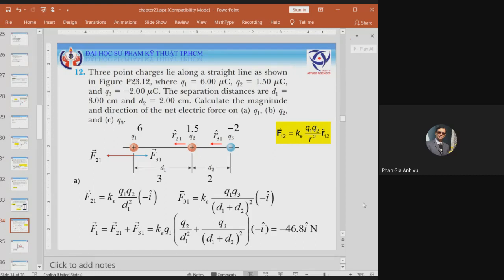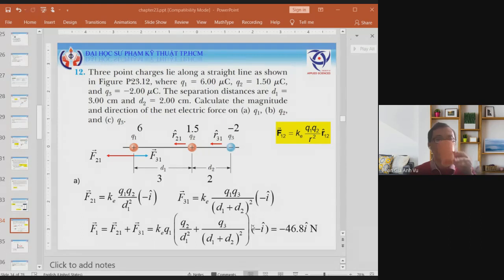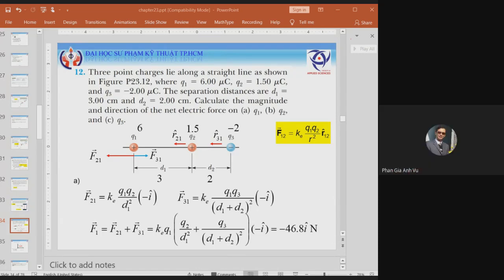Okay. Then you can do the same thing for the force that acts on the Q2 and then Q3 for the question B and C at home. Okay. Do you have any question? Do you have any question? No? This is an easy one, right?